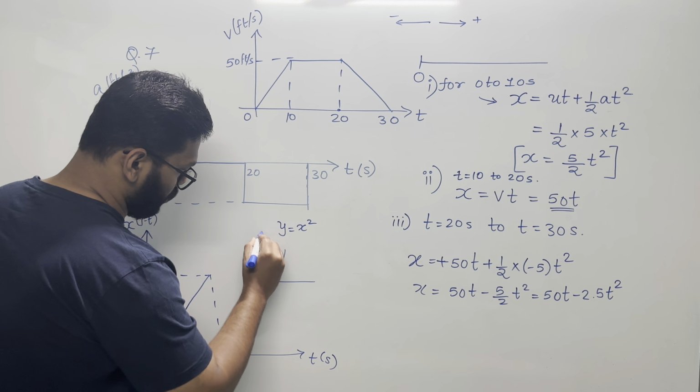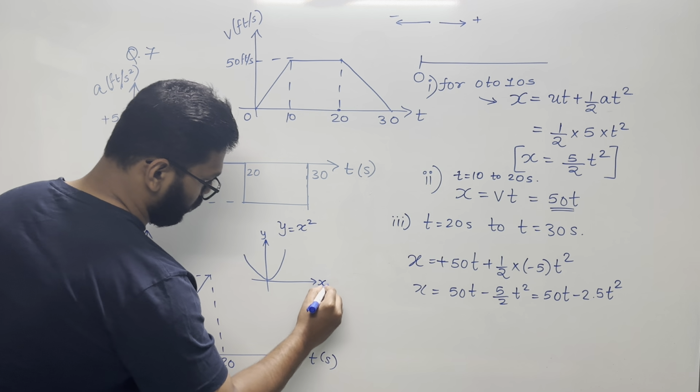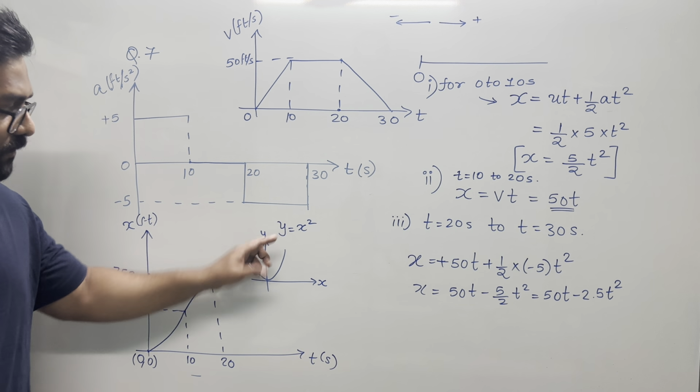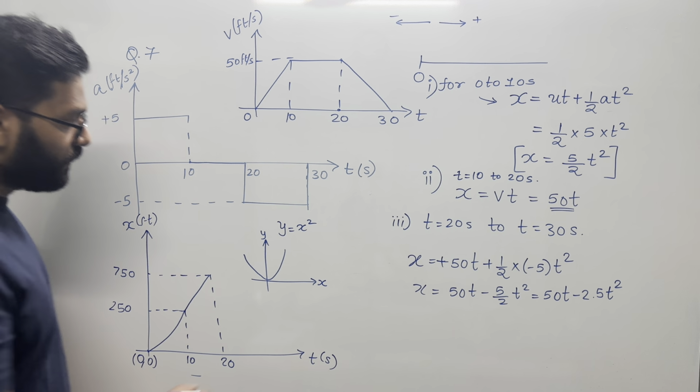Okay, this is a parabola. y equal to x square, you plot like this. Simple. Now y equal to minus x square, how will you plot? Just simply flip this like this.